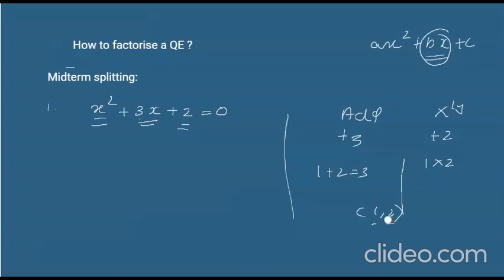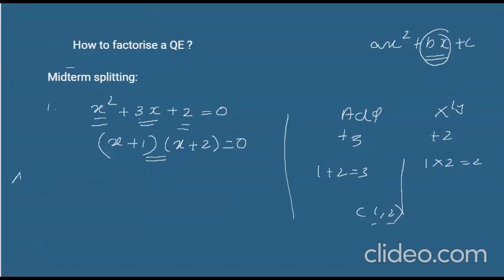Here the numbers are 1 and 2 such that their sum, 1 plus 2, is equal to 3 and the product, 1 into 2, is equal to 2. So here we need the numbers 1 and 2. So directly you can write the answer: x plus 1 into x plus 2 is equal to 0. So let us see how it will come like this. How can we write directly like that?